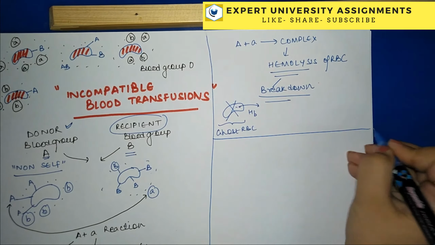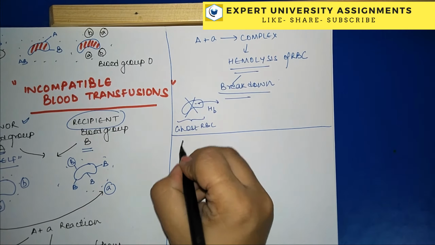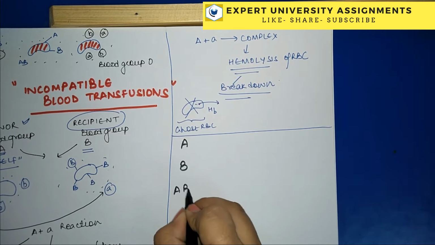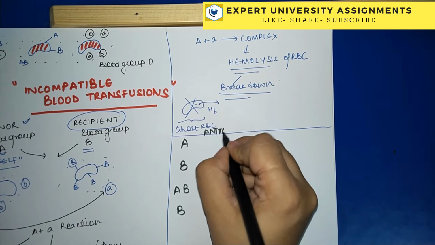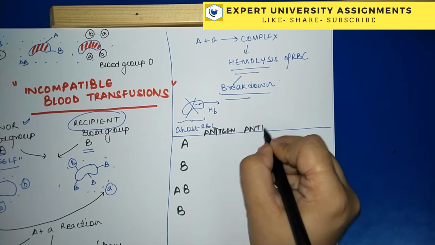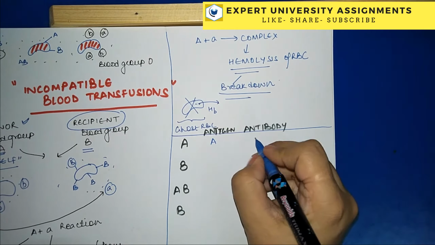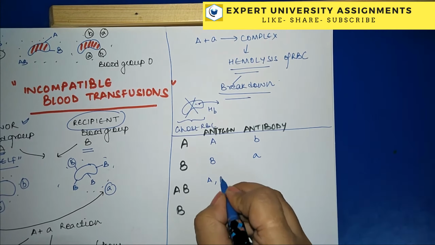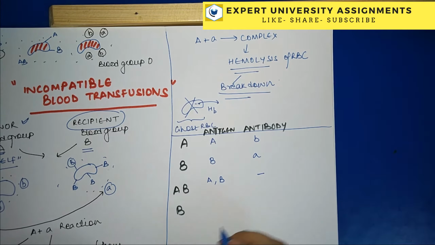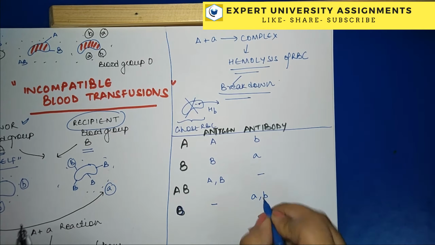So now we clearly know, if we classify on this basis, that there are four blood groups: blood group A, blood group B, blood group AB and blood group O. In case of antigens and antibodies, this has antigen A and antibody B, this has antigen B and antibody A, this has antigens A and B and no antibodies, and blood group O has no antigen and both the antibodies.